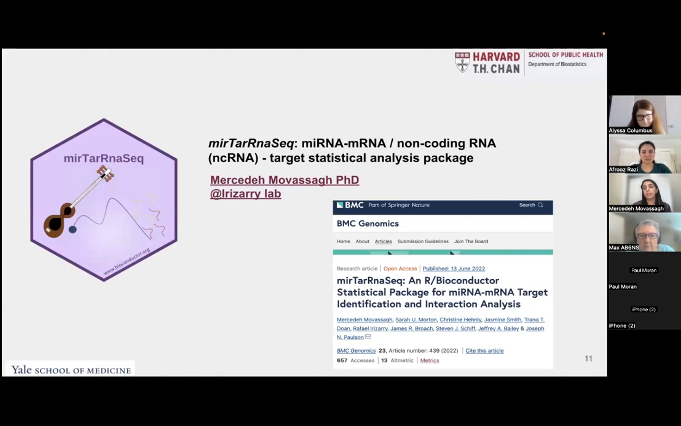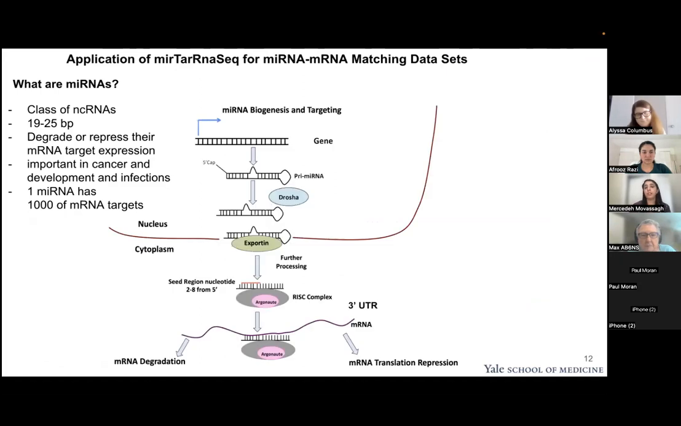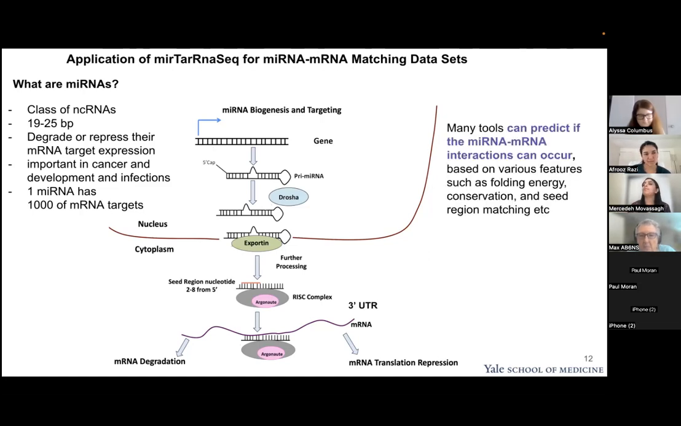And so now going back to Mirtar RNA-seq, again, I'm going to remind you, this package measures the relationship of microRNAs or other non-coding RNAs with target mRNAs. I'm not going to get into the biology of this. I'll just say microRNAs are very short versus RNA is pretty long, and they target the 3' UTR of the mRNAs, the RNA transcripts, and they cause translation repression or degradation. One microRNA can potentially target thousands of mRNAs. So as you can see, that can be a problem. You don't really know what it's targeting.